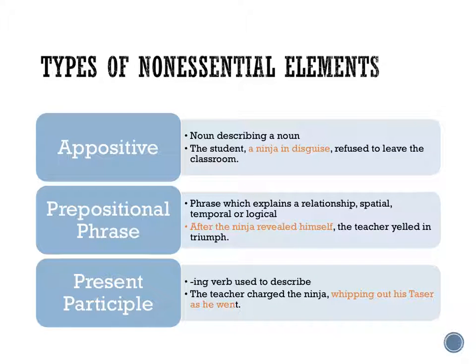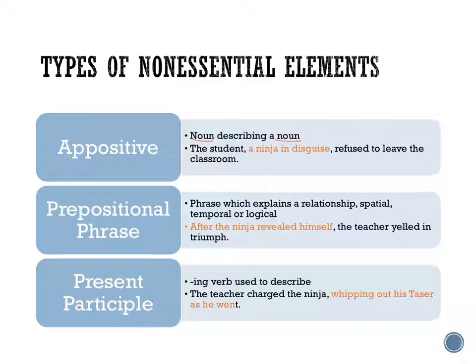Now, there are many different types of non-essential elements. We are only going to talk about 3 of them. Appositives are a noun describing a noun. Okay? So a noun is a person, place, or thing. And with an appositive, you are very intentionally taking one noun in your sentence, usually your subject, and giving extra information about them using another noun. In other words, you are defining your subject.